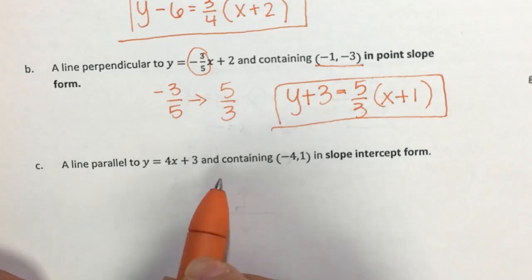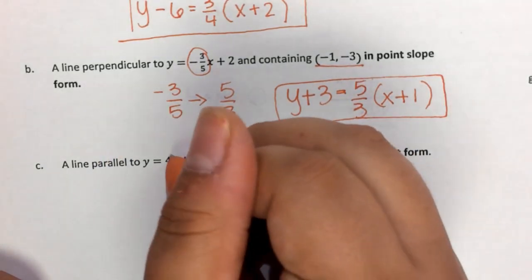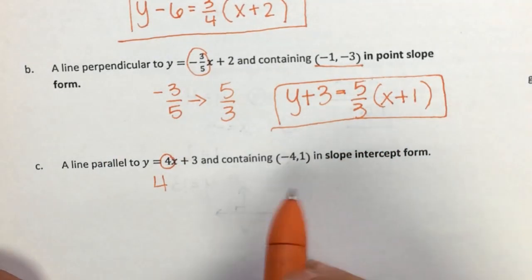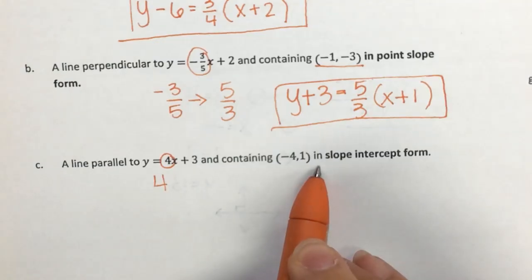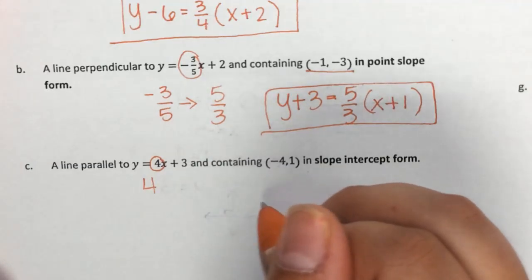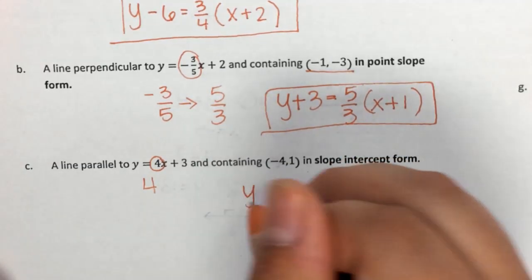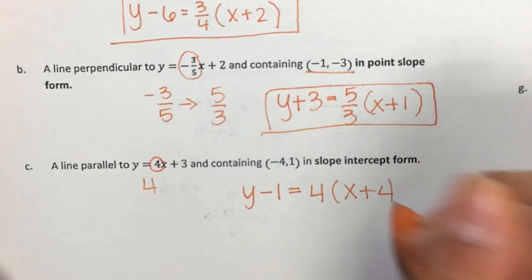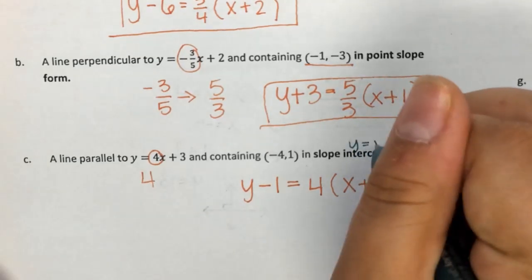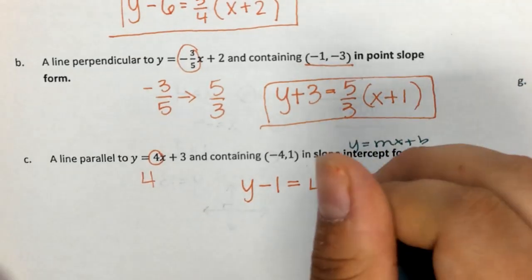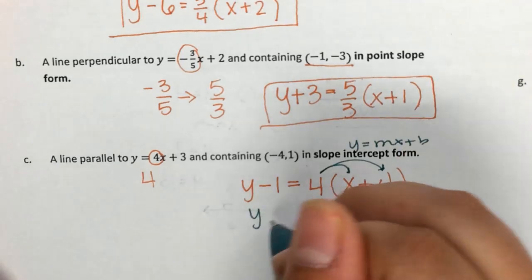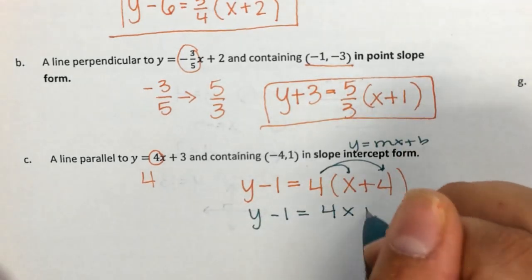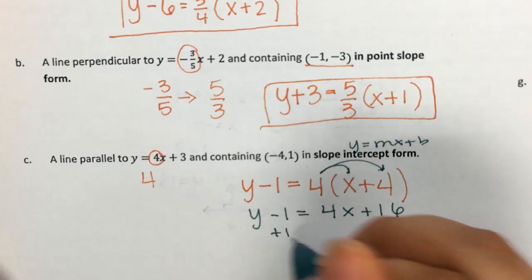A line parallel, parallel means same slope, so we're doing the same number, and it has that one in slope-intercept form. So I still have a point and a slope, so I am going to plug in, and then now I have to solve, because slope-intercept form is y equals mx plus b. So I'm going to distribute, and I'm going to get y minus 1 equals 4x plus 16, and I'm going to add 1.